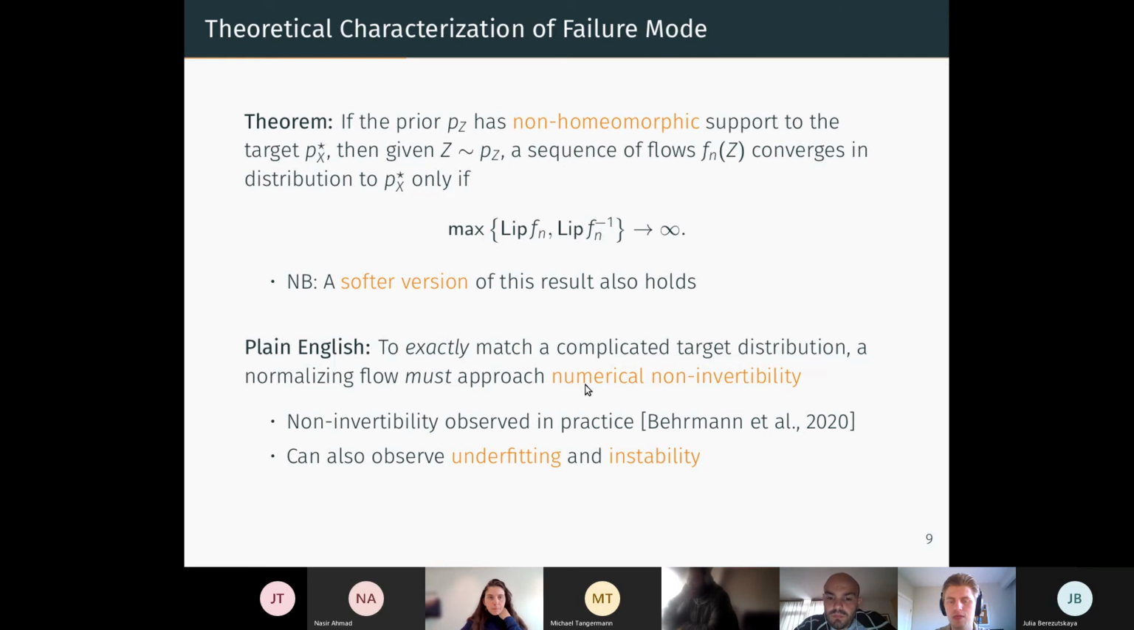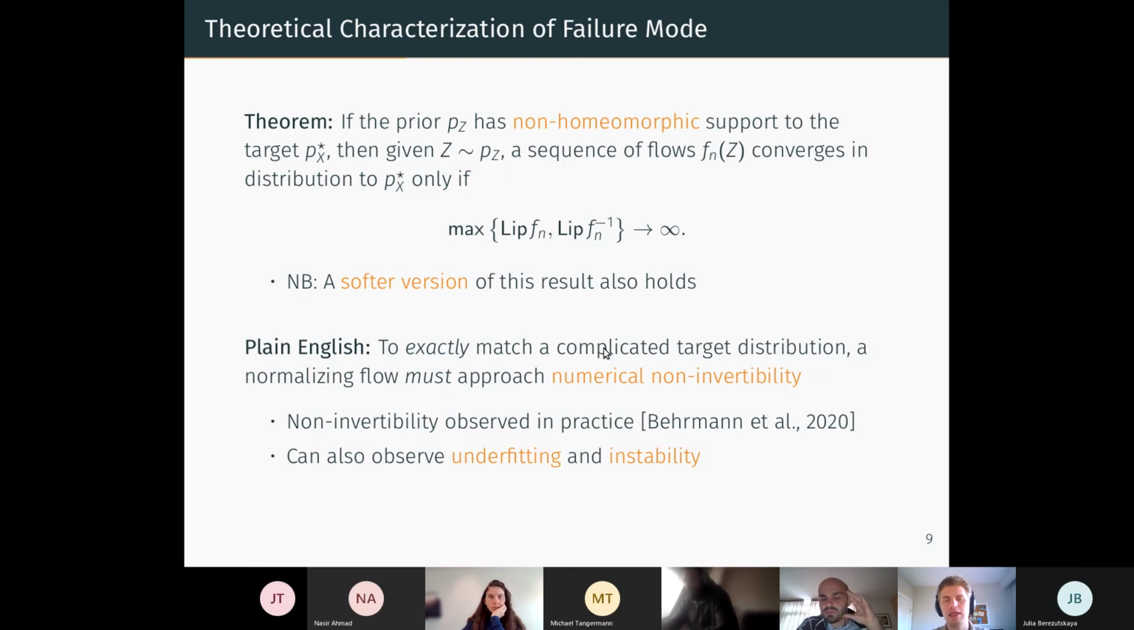So what are the implications? A somewhat recent paper has observed non-invertibility of flows in practice. I can't remember the exact title of this paper, but I believe it was a NeurIPS submission, 2020. They pinpointed a lot of problems with non-invertibility in normalizing flows. They don't really have a lot of solutions in that regard, though.